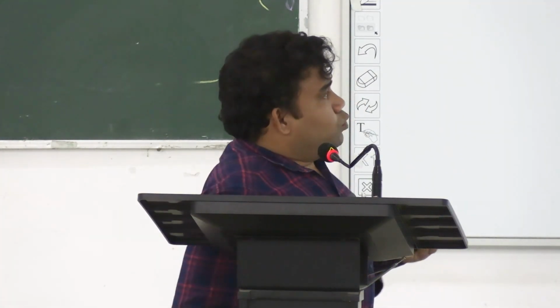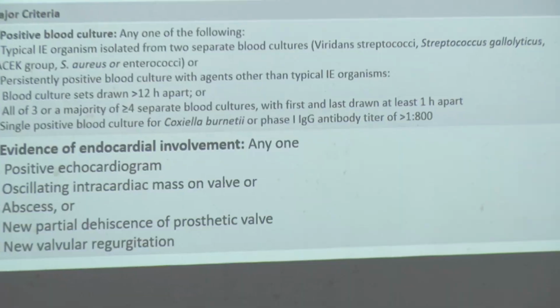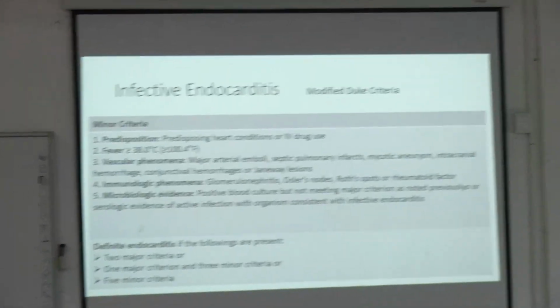The diagnosis is done by the modified Duke's criteria, in which we have the major and the minor criteria. The major criteria will have a definitive evidence of presence of organism either in the form of a positive blood culture or repeated blood culture, or a single blood titer for Coxiella burnetii positive for IgG more than 1:800, or we can have an echocardiographic evidence of vegetation.